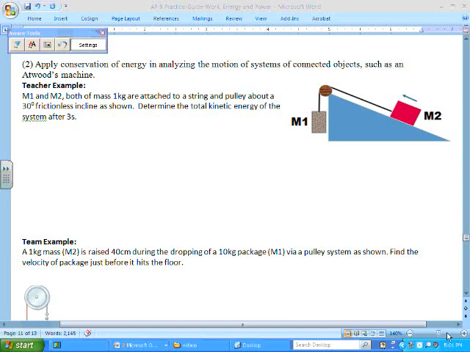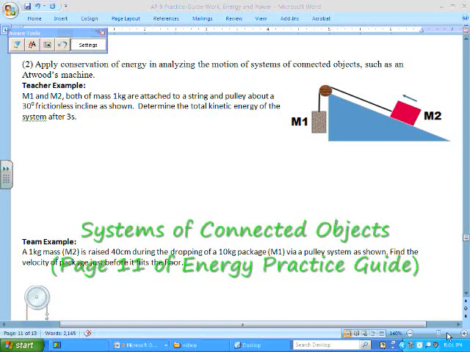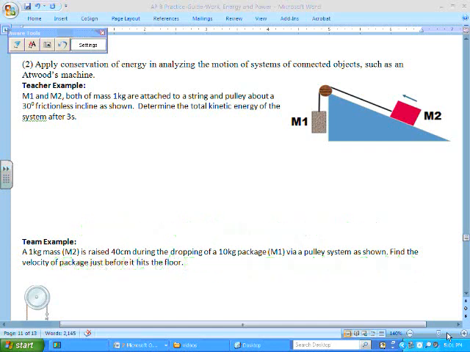The purpose of this video clip is to apply conservation of energy in analyzing motions of systems of connected objects, such as an Atwood's machine. All right, we're going to take a look at an example of two masses, M1 and M2, that are both 1 kilogram, attached by a string about a pulley, as shown, on a 30-degree frictionless incline. You're asked to determine the total kinetic energy of the system after 3 seconds.